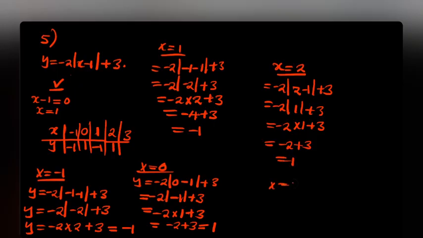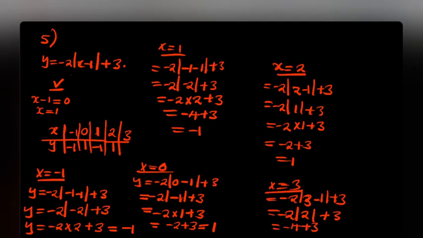Again, what is x? We substitute with a 3. Let's see what we get. So I have negative 2, then here we have 3 minus 1, then plus 3. So now this will give us negative 2, then 3 minus 1 gives us a 2, then plus 3. Okay, so this will give us negative 4 here plus 3. This will give us negative 1. Okay, so here for x equal to 3, what we are getting is negative 1.